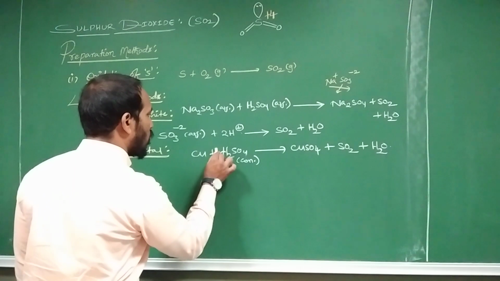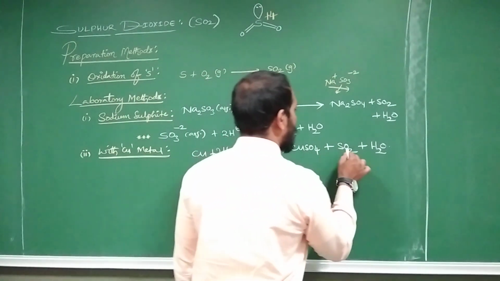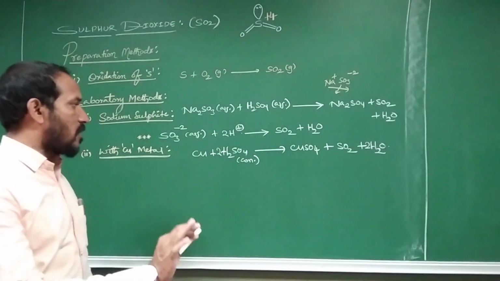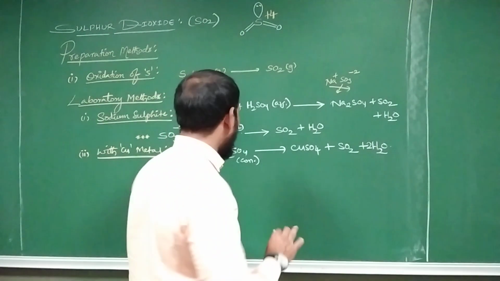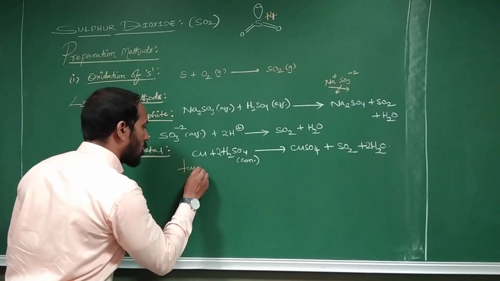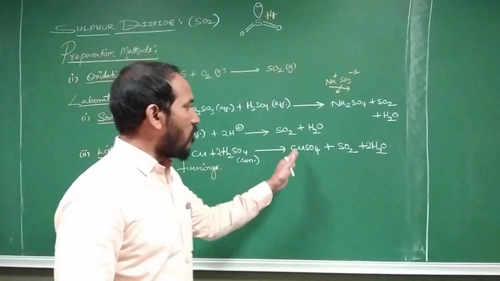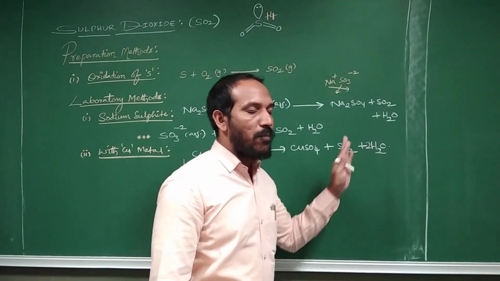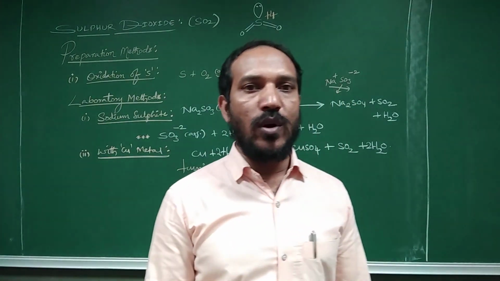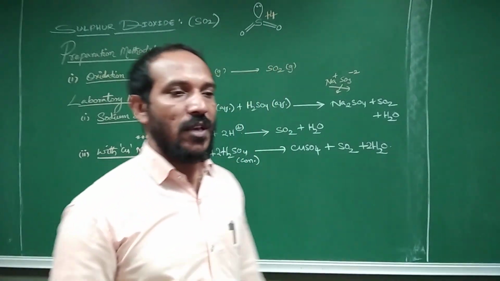Clear? I am taking 2 moles of H2SO4. So 4 twos are 8 oxygen. 4 plus 2 is 6, plus 2 is 8 oxygen. 2 twos are 4 hydrogen. Everything is balanced. Copper means copper turnings. So when copper turnings is treated with concentrated sulfuric acid, it will form copper sulfate plus sulfur dioxide plus a water molecule. Is it clear? Like this, sulfur dioxide can be prepared with the help of copper turnings. And these two are laboratory methods only.